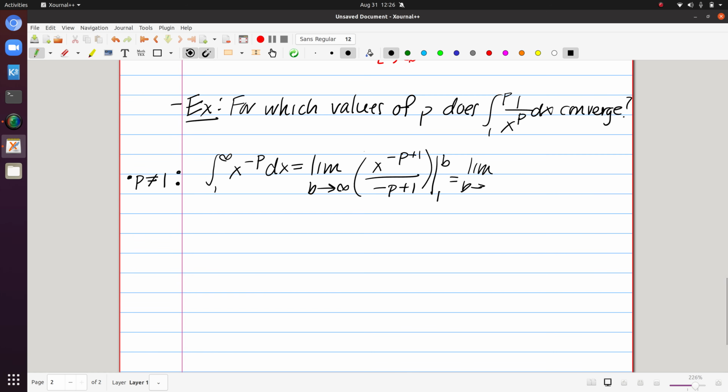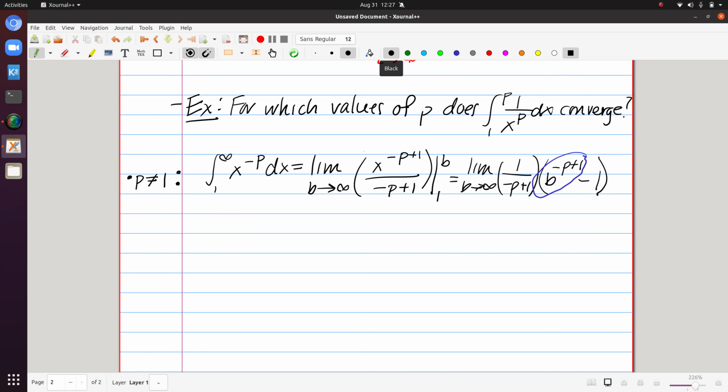Again, we're taking the limit. I have the constant 1 over minus p plus 1, that's constant for this limit. I have b to the minus p plus 1, and then minus, when I plug in 1 and raise it to that finite value, that's 1. What we're interested in is that this part here is the only thing that changes with b, and we want that to be finite so that this limit exists and is finite in order for convergence.